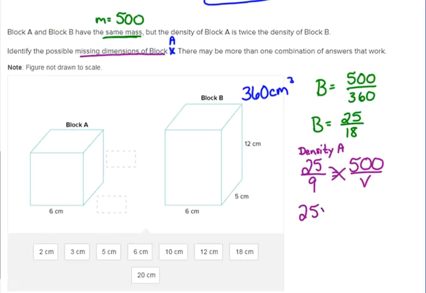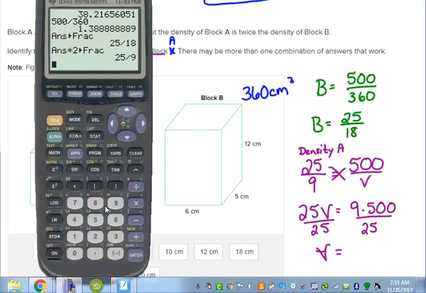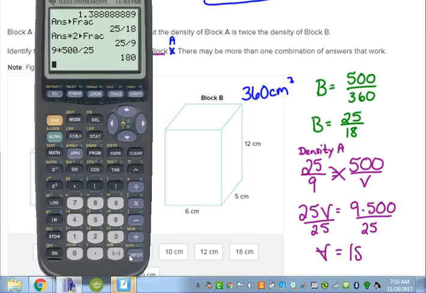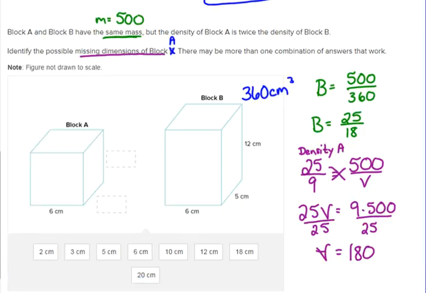So we've got 25 times V is equal to 9 times 500. And then we divide both sides by 25. So what do we get for volume here? 9 times 500 divided by 25, 180. Okay, so the volume of block A is 180 cubic centimeters.